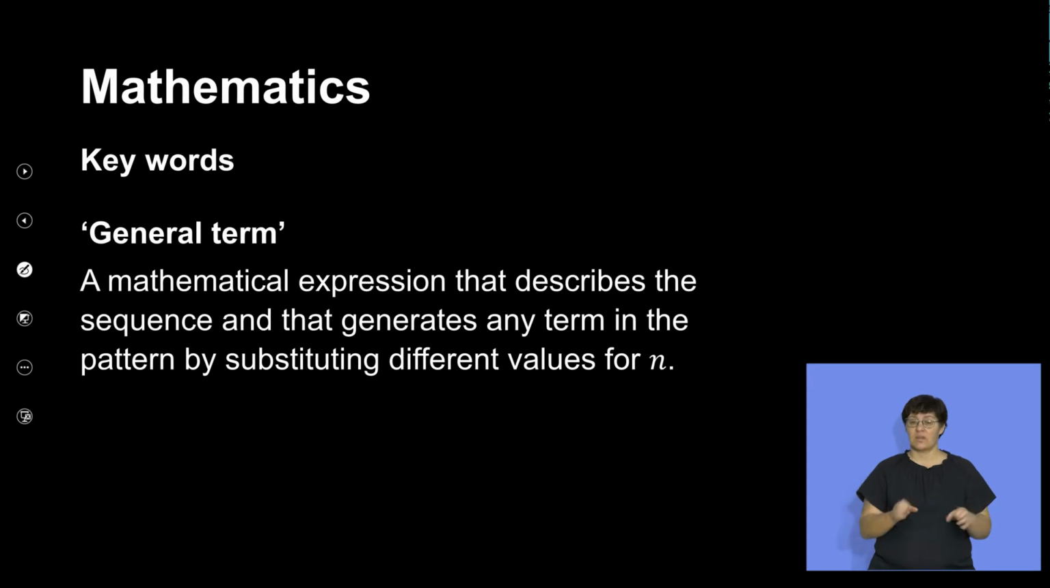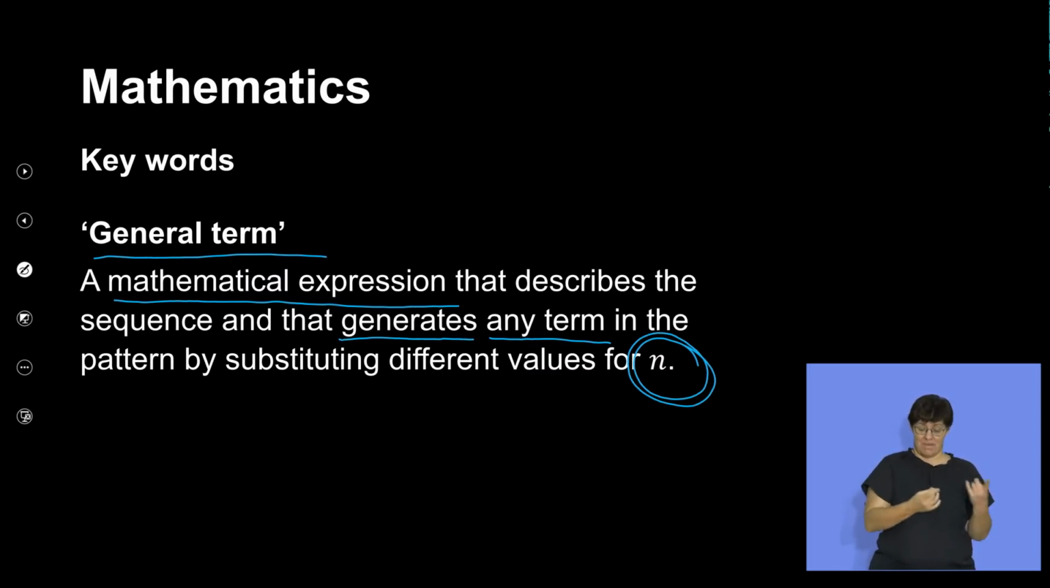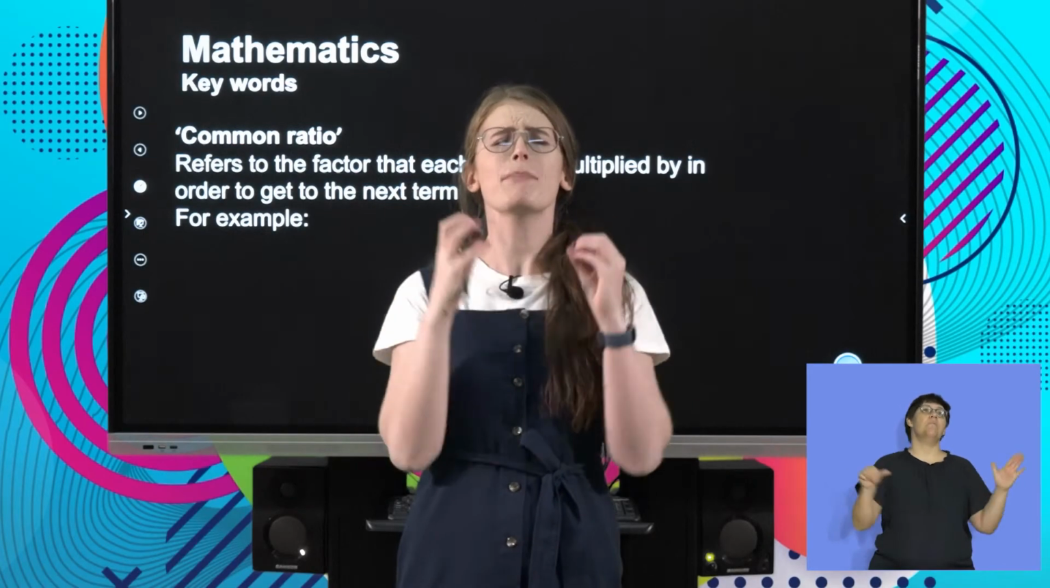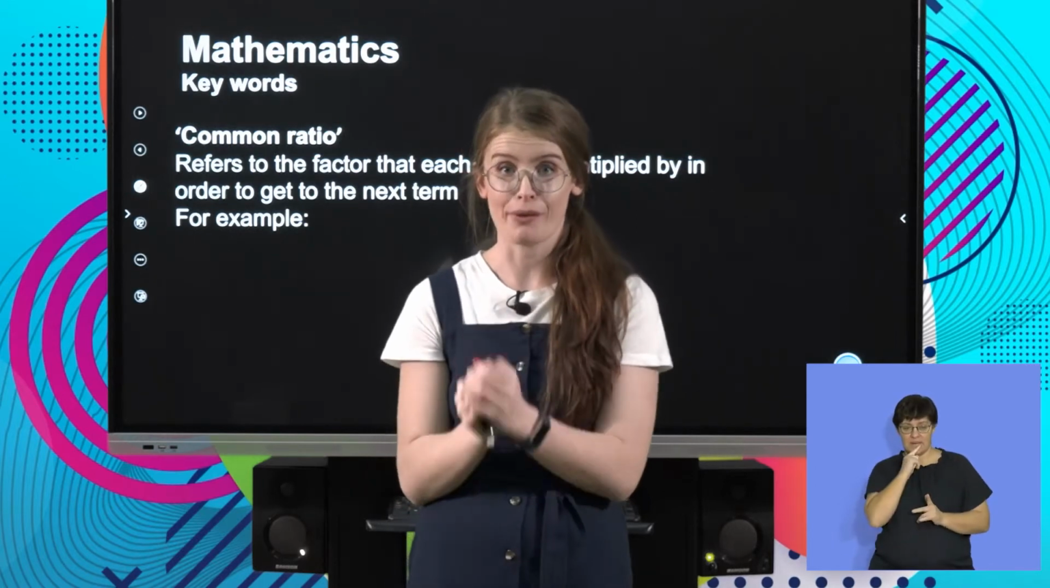So the next definition is the general term. The general term is a mathematical expression that describes the sequence and that generates any term in the pattern by substituting different values for n. So the general term allows me to calculate term numbers as well as term values. So we are now getting into the main principle, the main definition, the most important thing of a geometric pattern, and that is a common ratio.